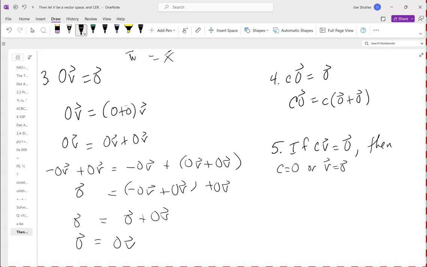This is a property that works in vector spaces, but we've already seen that it is not a property that works for matrices, right? We can have two matrices multiply together to give you 0 and neither of them are 0, right? So this is a special property with scalar multiplication in vector spaces, but does not work with matrix multiplication. Also, there are other algebraic structures where it doesn't work.